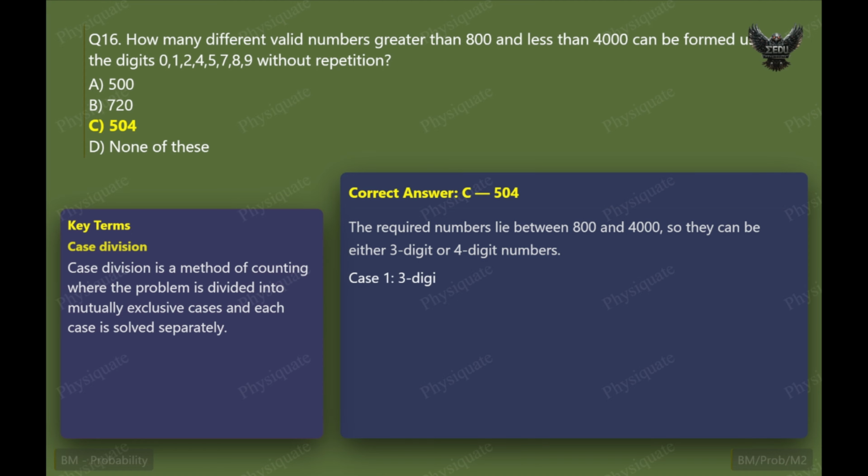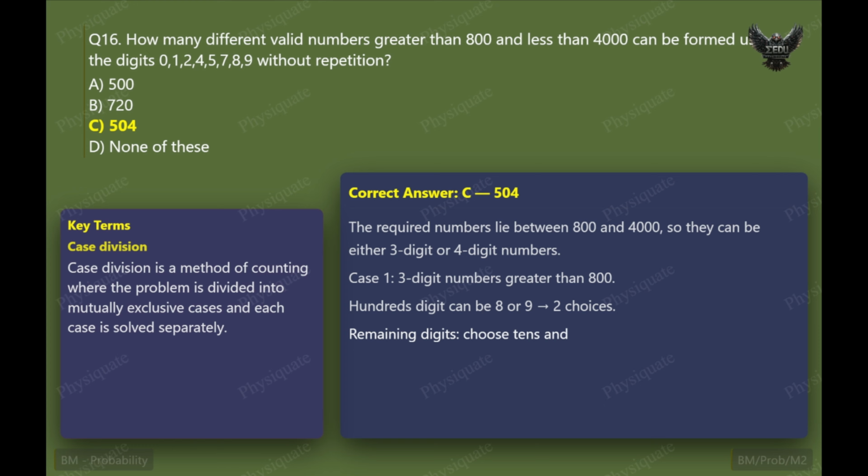Case 1. 3-digit numbers greater than 800. Hundreds digit can be 8 or 9, so 2 choices. Remaining digits: choose tens and units from the remaining 7 and 6 digits. So total equals 2 times 7 times 6 equals 84.